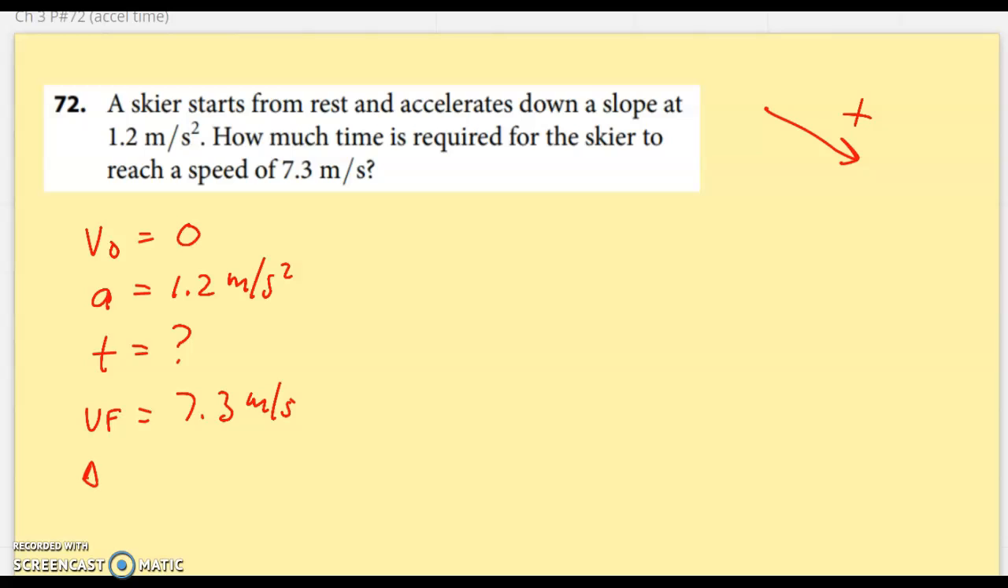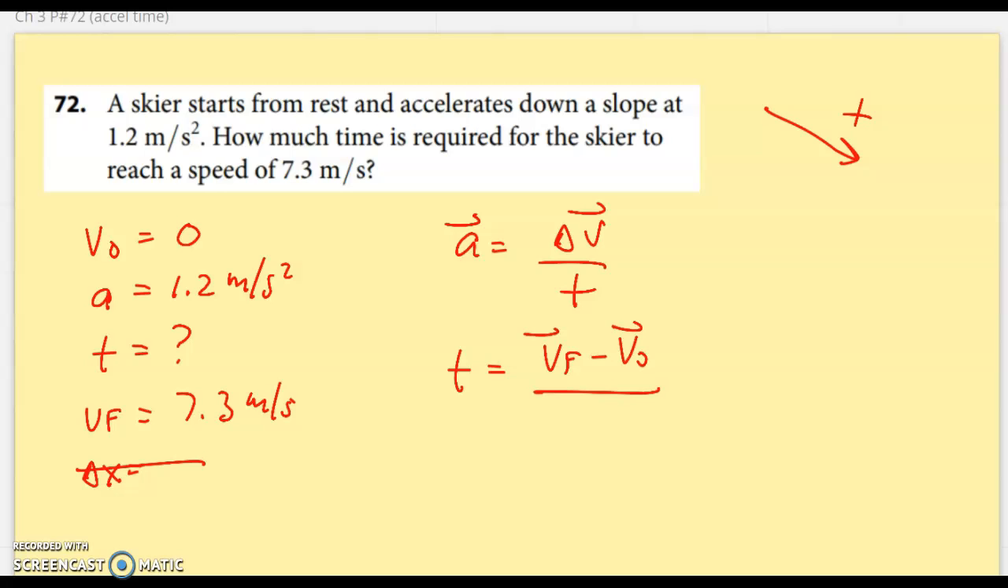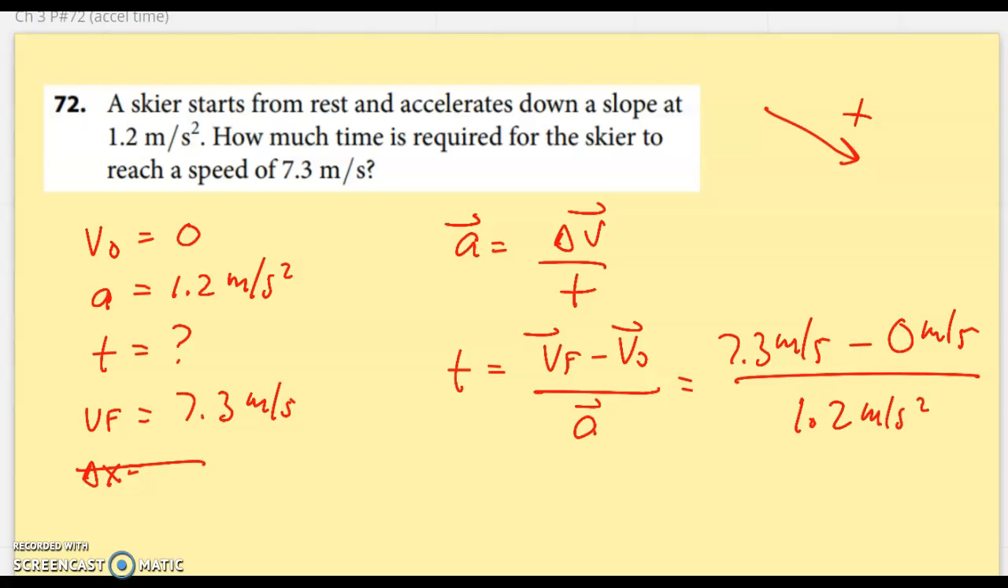Okay, so there's no displacement in this problem. So we're just going to say acceleration is change in velocity divided by time. And so they want to know how much time. So the time is going to be the change in velocity divided by the acceleration. So the final velocity is 7.3 meters per second. The initial is 0. And the acceleration was 1.2 meters per second squared. You can get a pretty good ballpark for this in your mind, right?